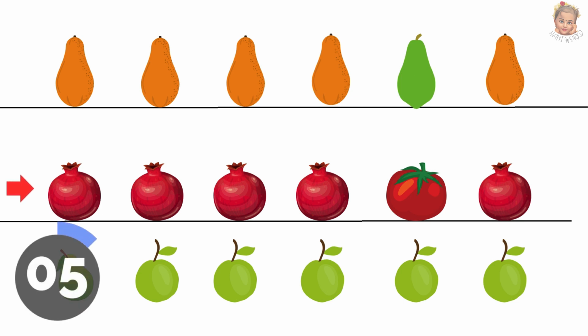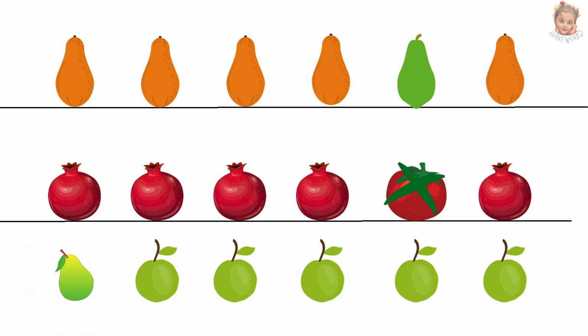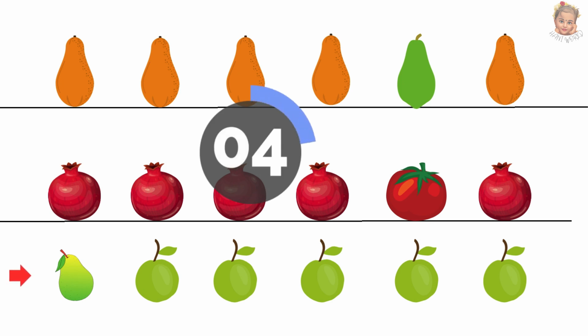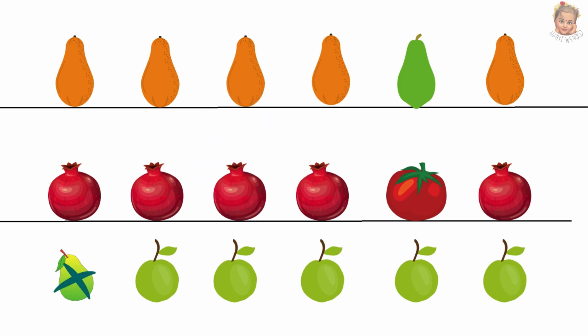Okay, second row. Which one is the odd one? Pomegranates are there. And also another vegetable is having. Find it out? Yes. The answer is tomato. Tomato is the odd one out in the second row. Last row. Which one is the odd one? Focus. Yes, pear. Pear is the odd one out in the third row.